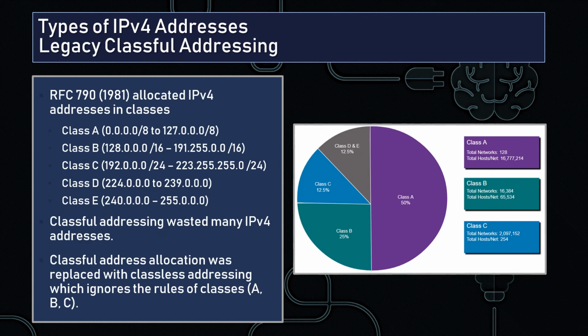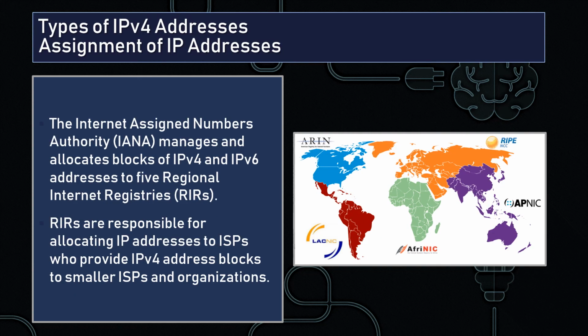RFC 790 allocated IPv4 addresses into 5 classes: Class A, B, C, D, and E. And we've already talked about A through C. Class D is going to be for multicasting, and Class E is for experimental systems, so everything above 240. Now, classful addressing wastes a lot of IPv4 resources. So classless addressing, where we do borrowed subnetting, ignores the rules of the ABC classes.